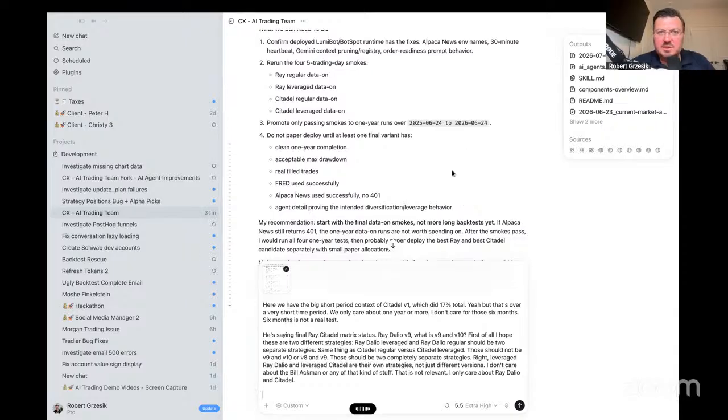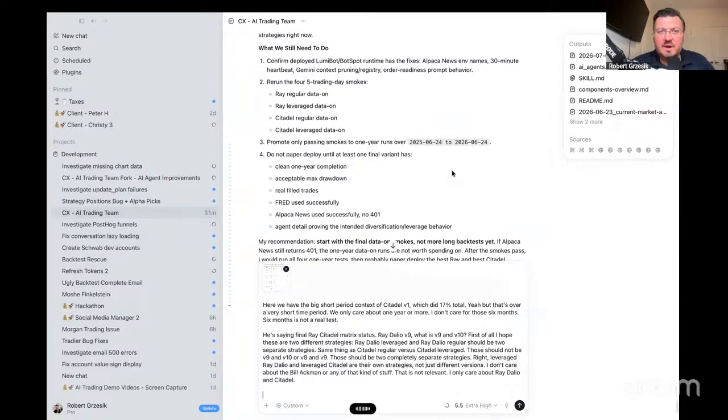And then the second thing here is rerun the 5 trading day smokes. Yes, but we need to make sure that these things are divided up correctly. One strategy is for leverage, the other strategy is not. So these should be four different strategies, not two strategies and four different versions. They should be legitimately four different strategies.